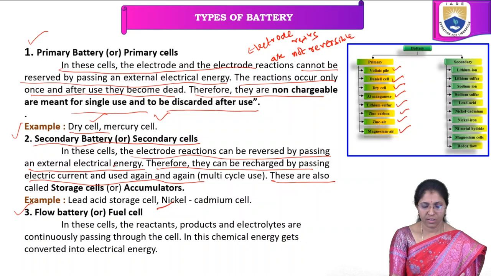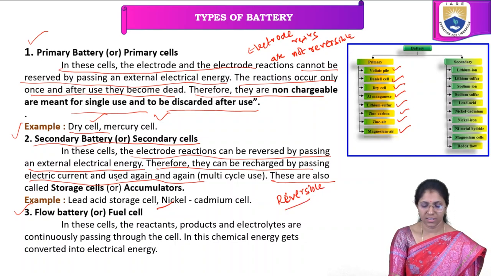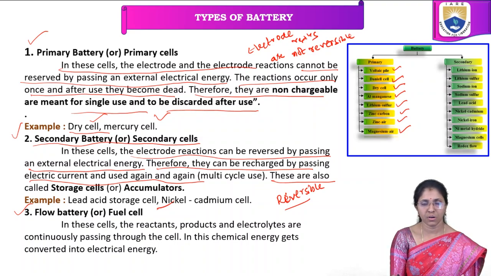Secondary cells are cells in which the electrode reactions are reversible. By passing external electrical energy, they can be recharged and used again and again. These are also called storage cells or accumulators. Secondary batteries are also called storage batteries and accumulators.